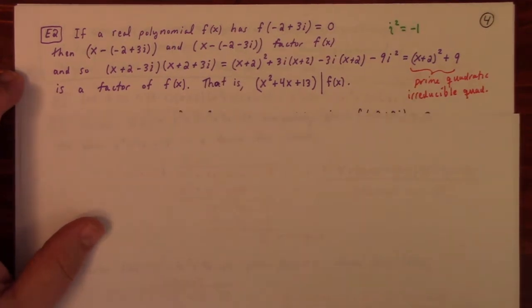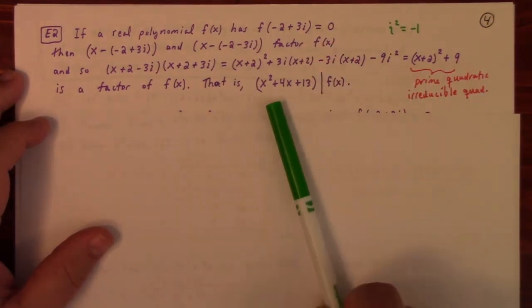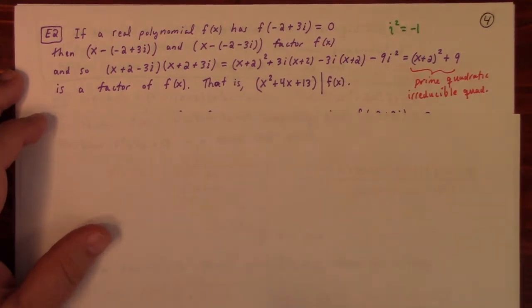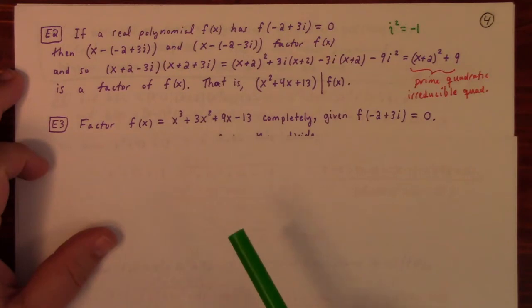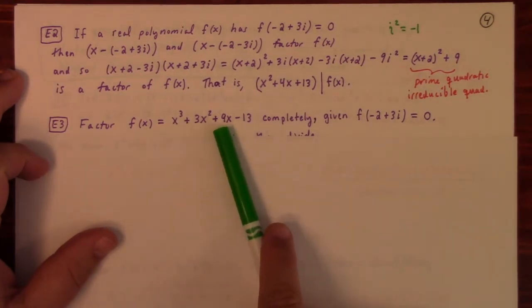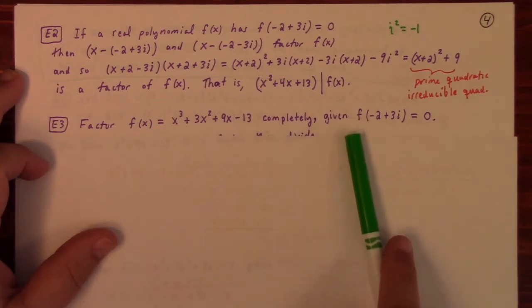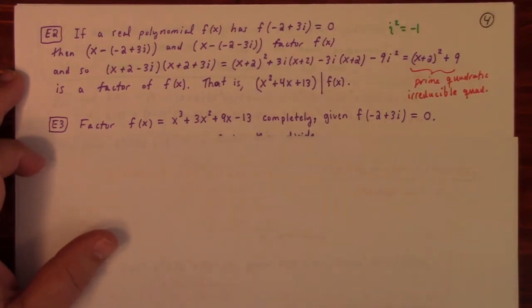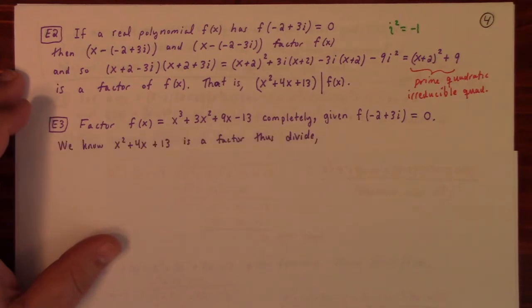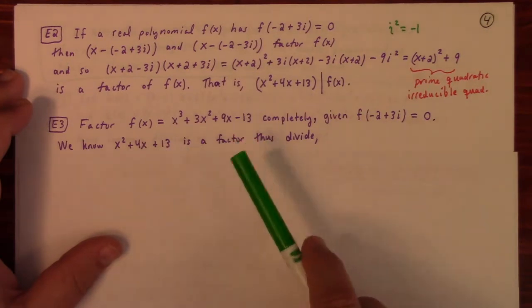But anyway, I haven't told you what the formula is for f of x, but this knowledge, right, that f of a is 0, is enough to say that this quadratic is a factor of it, all right? Here's another example. Here's a formula, x cubed plus 3x squared plus 9x minus 13. Say factor this completely given that f of minus 2 plus 3i is equal to 0. All right, so wait a minute. So by example 2, we know that x squared plus 4x plus 13 is a factor, right?